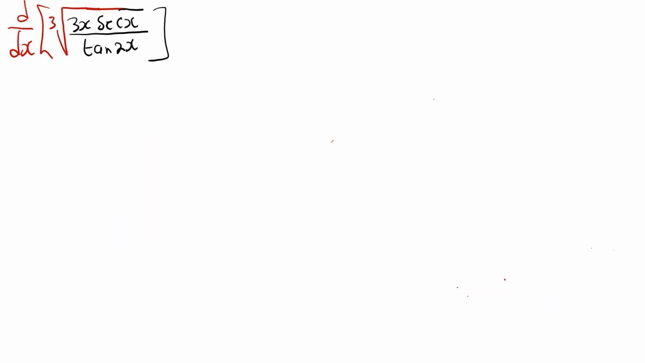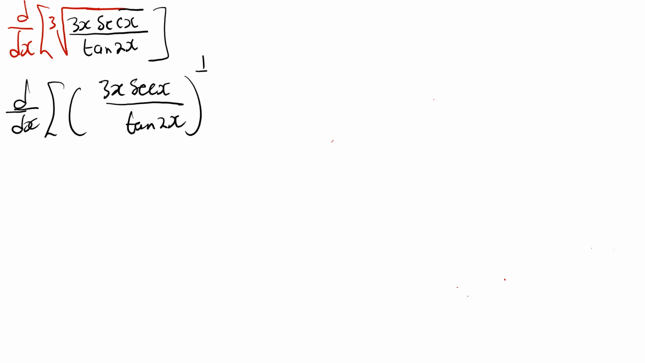So here we have the last example where we have to differentiate the cube root of 3x sec x all over tan 2x. Here we have plenty of ways to differentiate this one. Since in the last example I used chain rule, let me just use quotient rule on this one. So let's rewrite this in the exponential form. We're going to have 3x sec x all over tan 2x to the exponent 1 over 3.